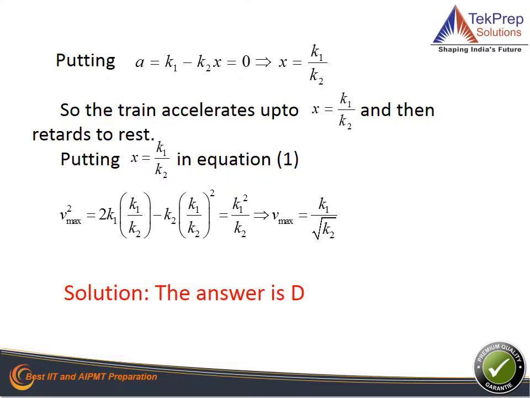Putting x is equal to k1 by k2 in equation 1, we get v maximum square is equal to 2k1 into (k1 by k2) minus k2 into (k1 by k2) whole square, which is equal to k1 square by k2. This implies maximum velocity is equal to k1 by square root of k2, which is the option D. So here the answer is option D.